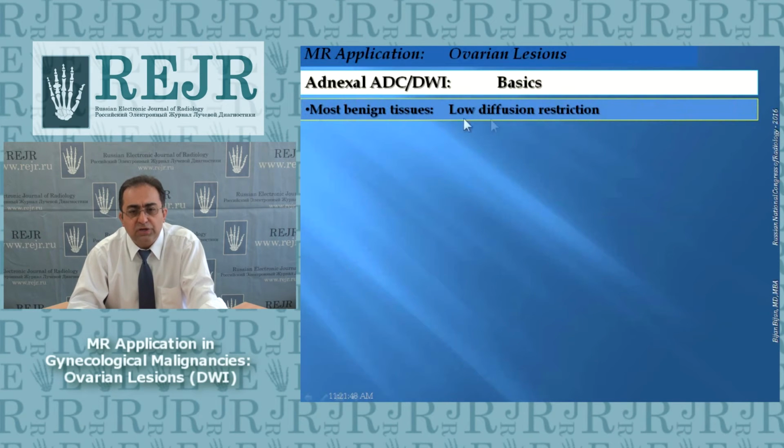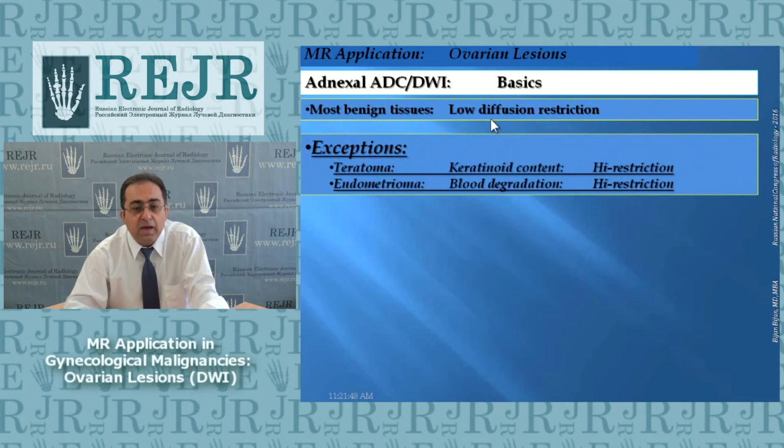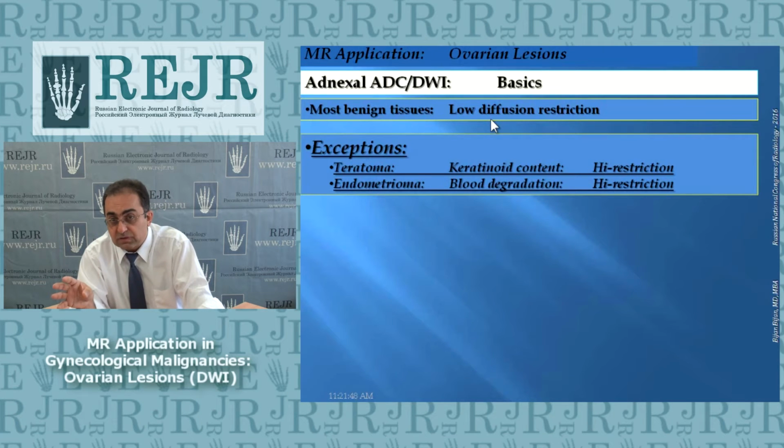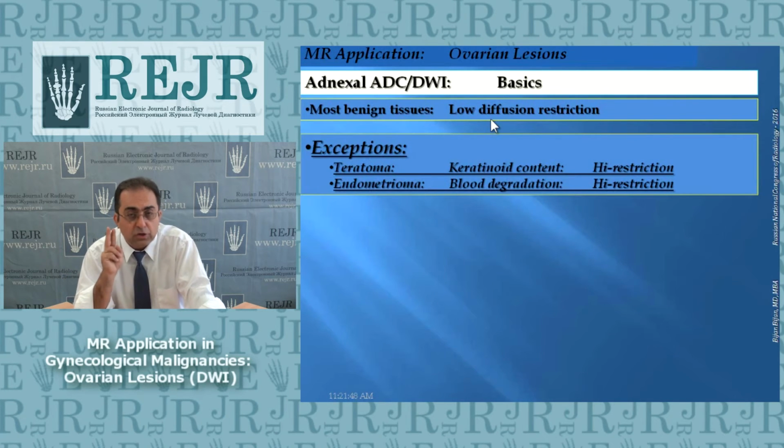But most of the benign lesions show low diffusion restriction. Basically, water can move very, very easily through them, and there are two exceptions to that that you have to pay attention to. One of them is teratoma, the other one is endometrioma. Teratoma contains a carotenoid content. Because of this carotenoid content, it has high restriction. Endometrioma is a different story. Endometrioma has blood degradation product inside, and that's the reason for the high restriction. So keep these two in mind. Benign lesions, in general, don't cause diffusion restriction. Two of them do, teratoma and endometrioma. So know these two exceptions.